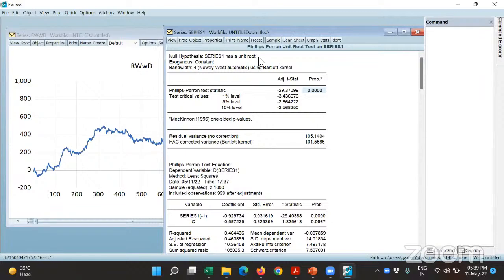This null is getting rejected, so that means the series is a stationary series. Series 1, which is the name of the series, is a stationary series by virtue of this testing procedure itself, which was also evident from the graph. We were saying beforehand that my graph shows that it's a stationary series, and that's also been supported by the test results.